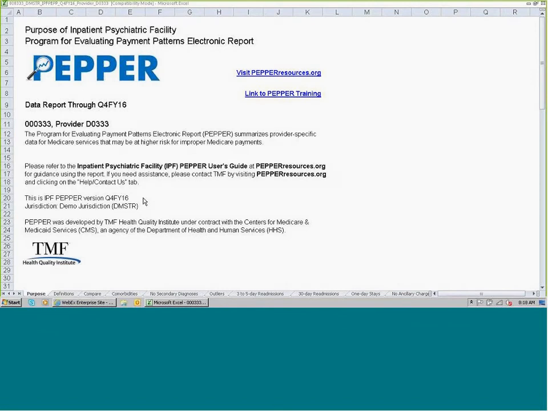Here you will see the version number of the PEPPER, which is always the most recent time period of statistics. So this is the PEPPER version Q4 FY16 or fiscal year 16. And here you would see your MAC jurisdiction. This is the Medicare Administrative Contractor to which your IPF submits its claims for Medicare reimbursement. And the jurisdiction comparison group includes all of the IPFs that submit their claims to the same MAC.